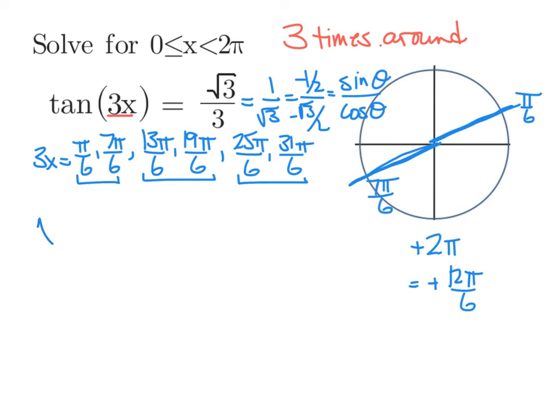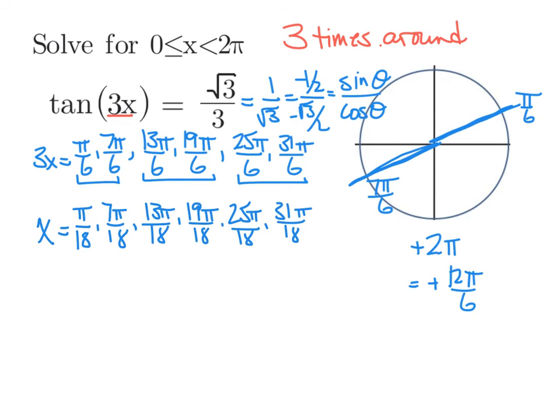To finish the problem off, we have to go back, get x alone by dividing everything by 3, which means all of our numerators are going to stay the same. And instead of being pi over 6 now, we're going to divide by 3 and get pi over 18. So 7 pi over 18 and so on. So there will be our 6 solutions.